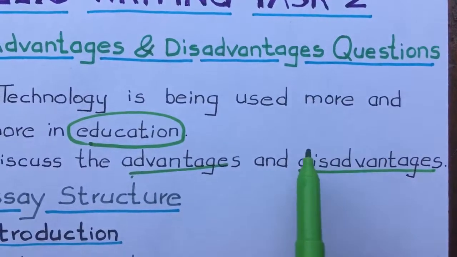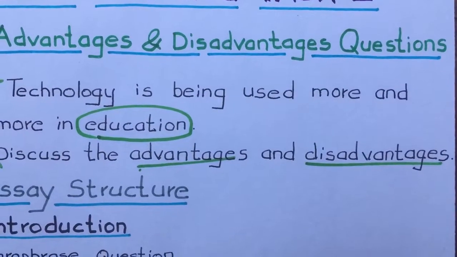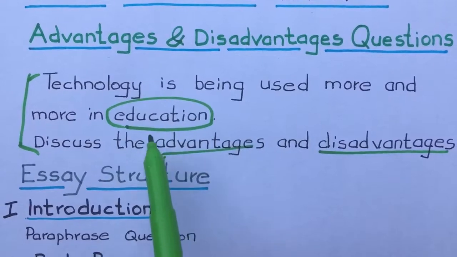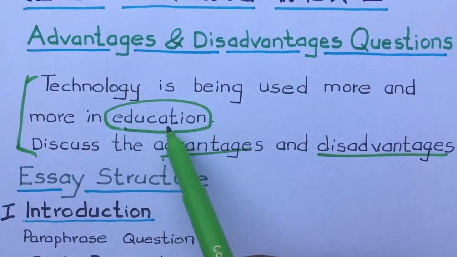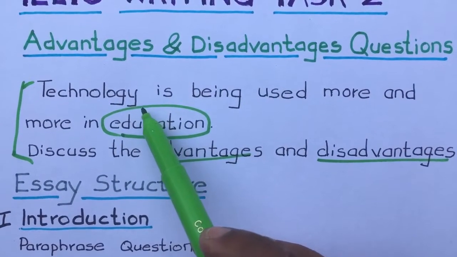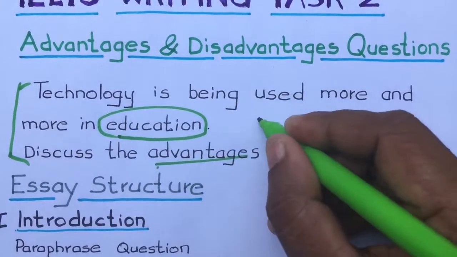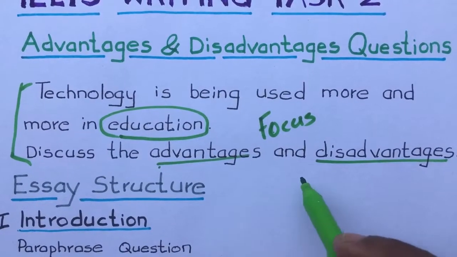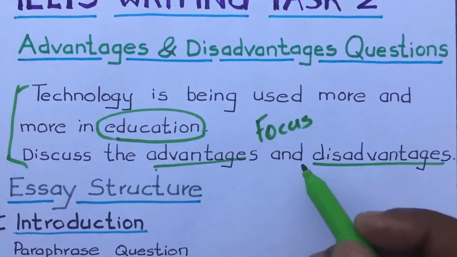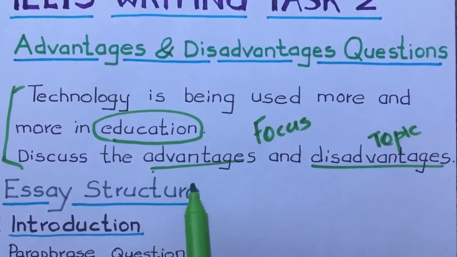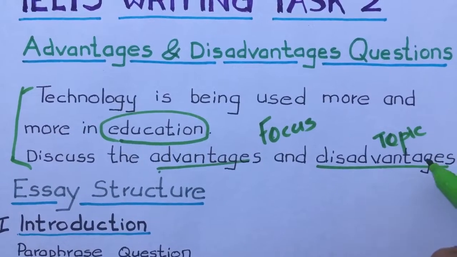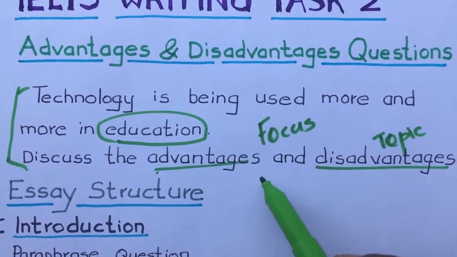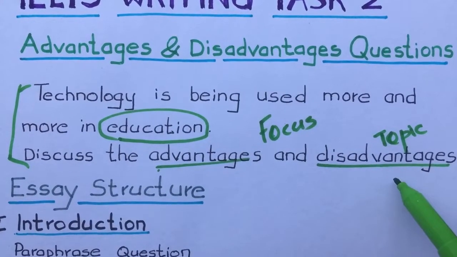First, you understand what your topic is and what the focus of the question is. Your focus is technology in education. And discuss the advantages and disadvantages is the topic. So always find your focus and topic. What you are going to discuss is technology in education, advantages and disadvantages.